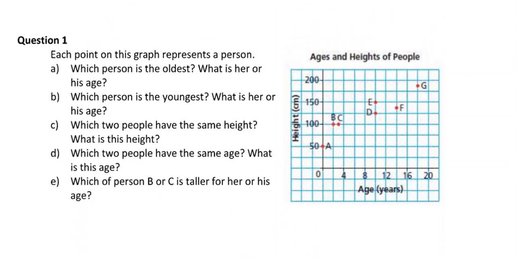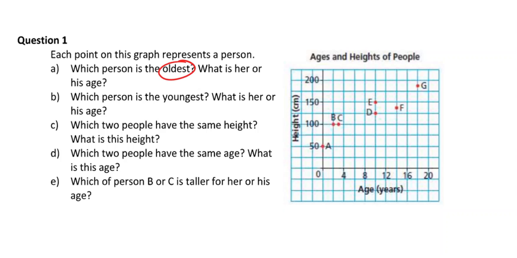All right, so looking at this question, this is an interpreting one. Which point on this graph represents a person? And it says, which person is the oldest, and what is her or his age? So what point on here would represent the person that was the oldest?